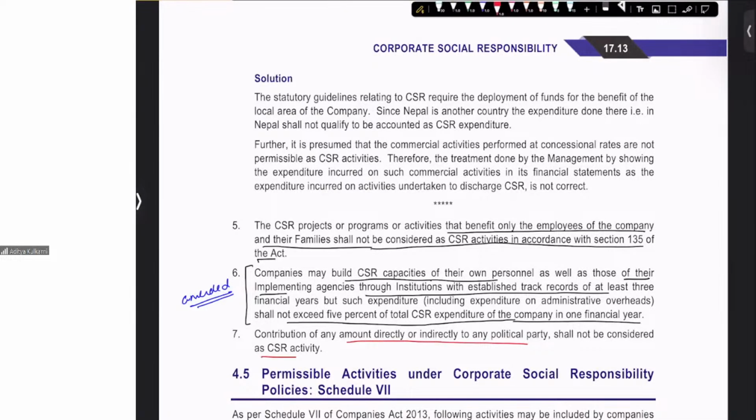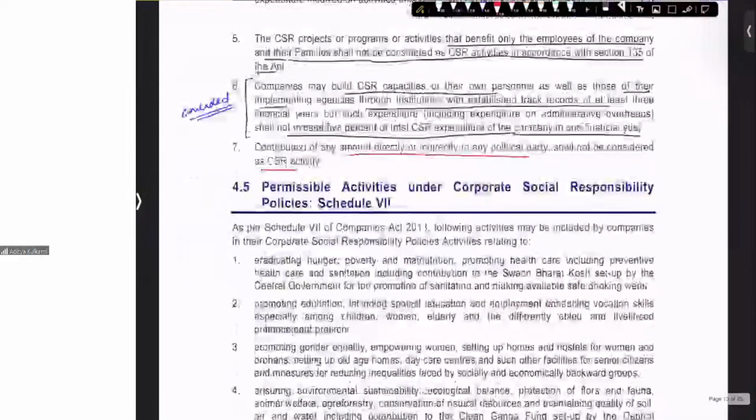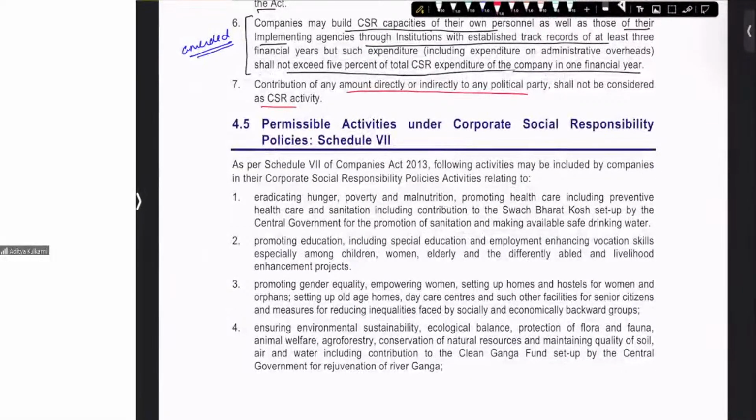Okay. All right. Now, where do I spend the money? That is a huge list. You don't have to remember the list. It is Schedule 7. Eradicating hunger, poverty, malnutrition, Swachh Bharat Kosh, promotion of sanitation and making available potable drinking water, promoting education including special education and vocational skills, gender equality, empowering women, setting up old age homes, daycare centers, environmental sustainability, protection of flora and fauna, contribution to the Clean Ganga Fund for rejuvenation of the river Ganga.